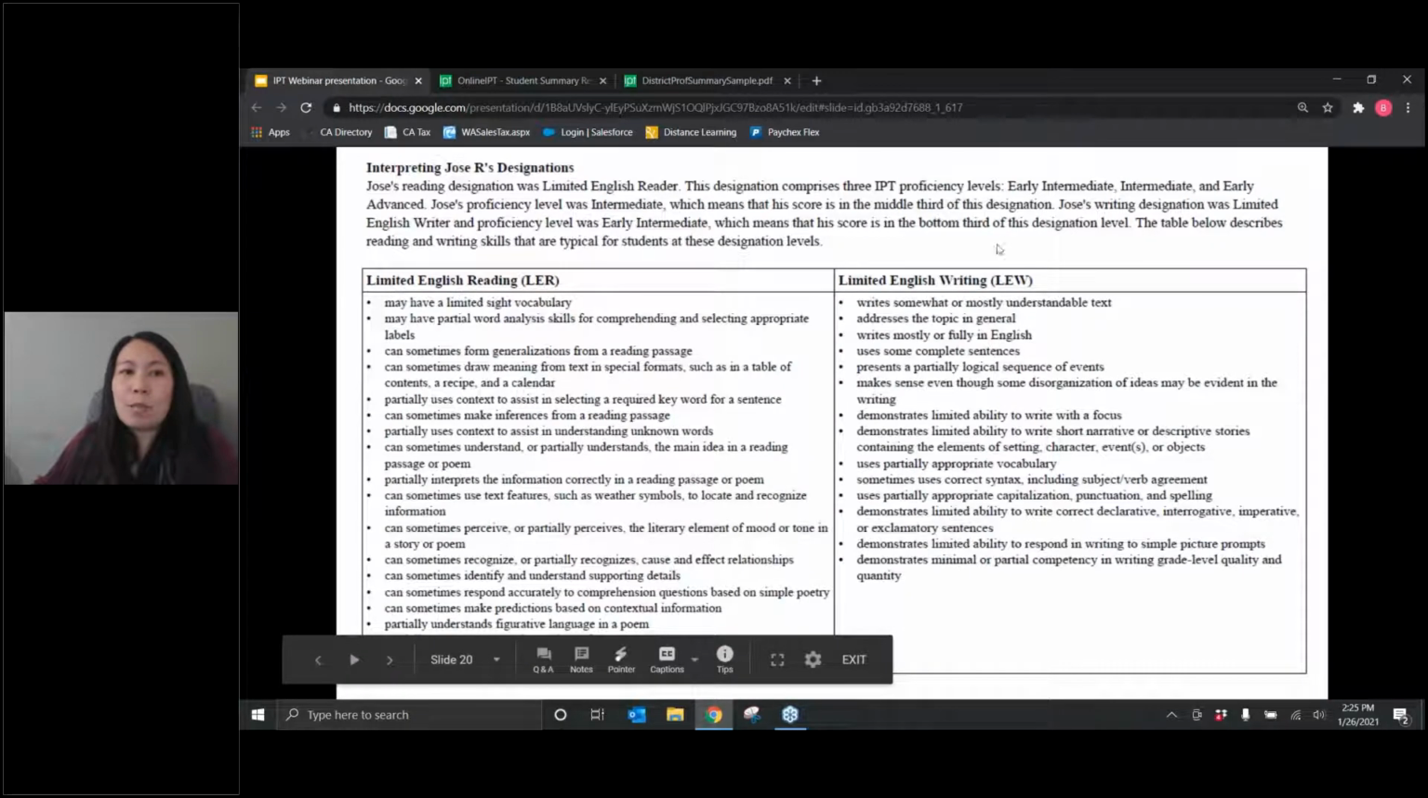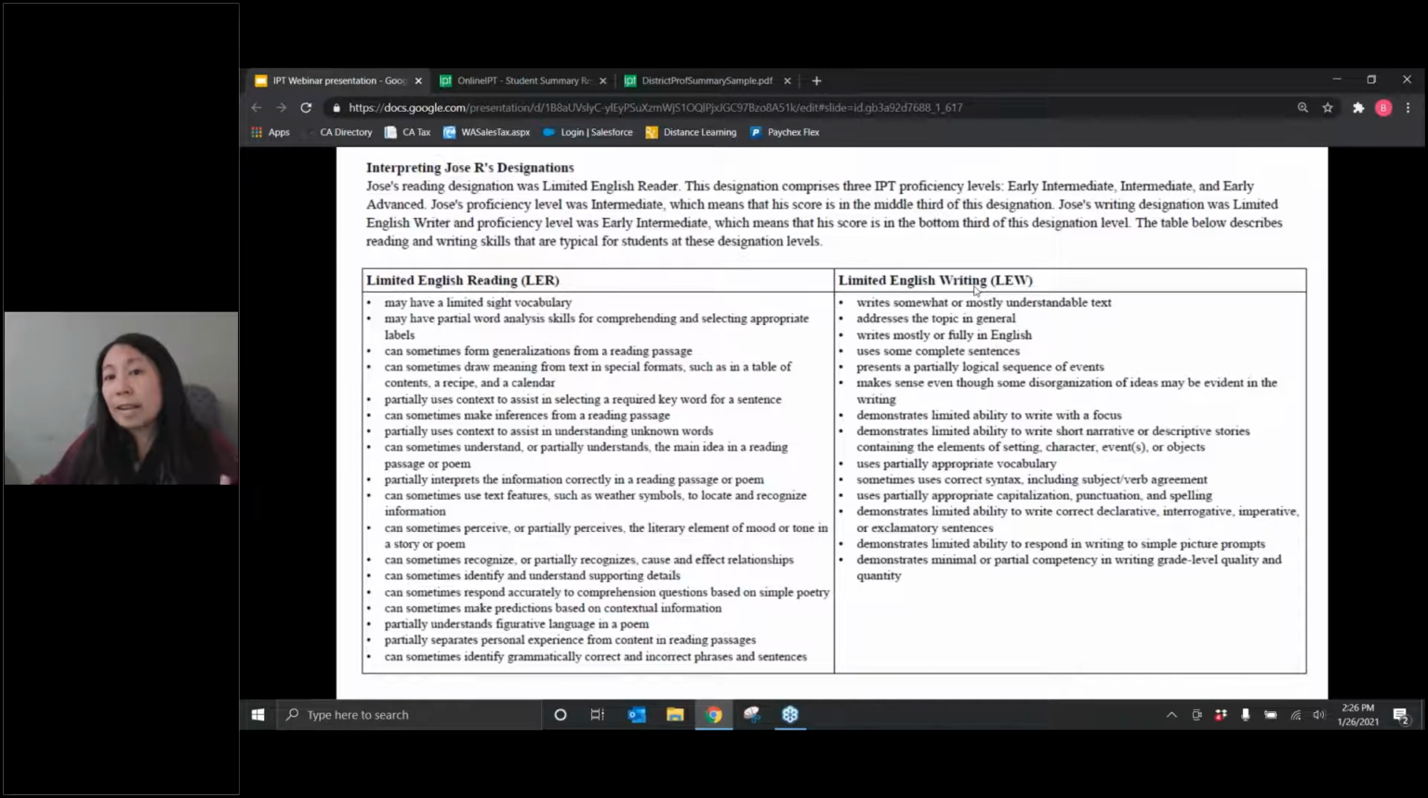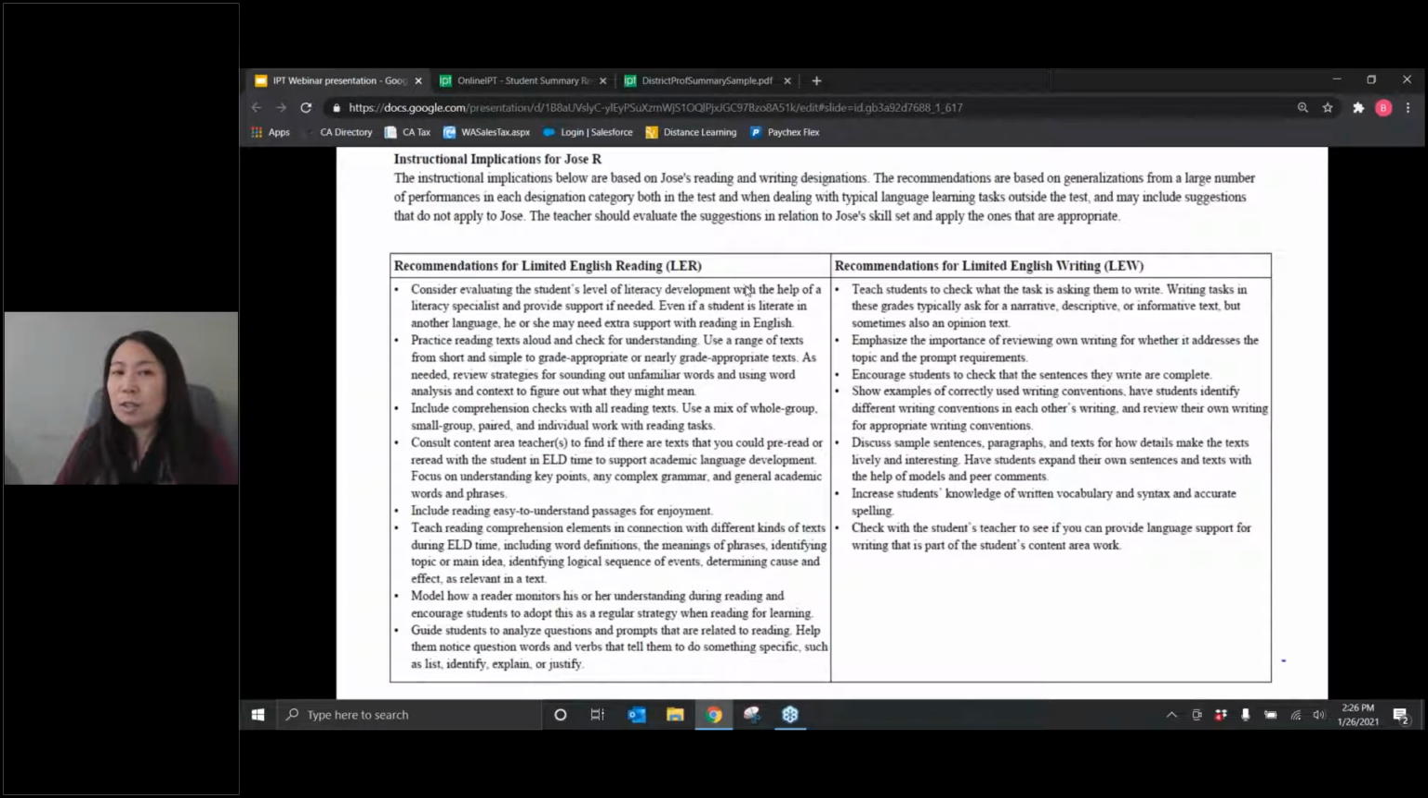So here you're going to see what a limited English reader and a limited English writer can do. So this really explains to you what they can already do, where they are, and really helps you conceptualize what the student's strengths are. Because you want to know where they're strong so you can then focus on what their weaknesses are. But here, you're also going to have recommendations for how to help these areas of weakness.